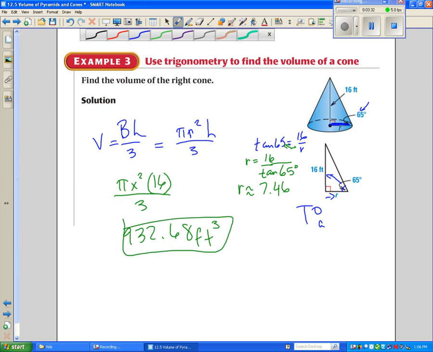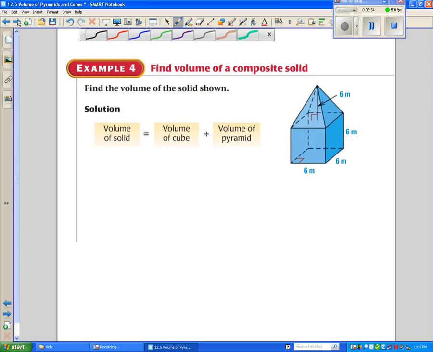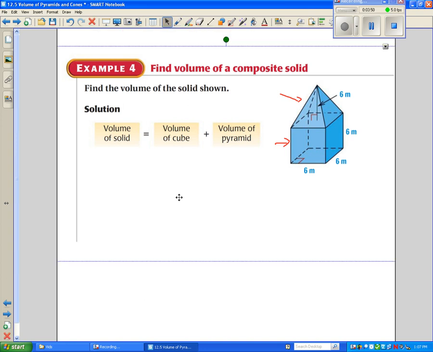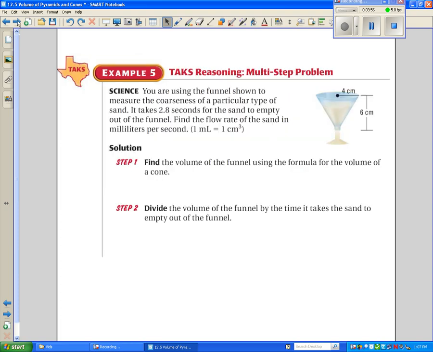That's it for that one. Example number 4, it's called a composite figure. Notice it's just a pyramid plus a cube. So you just add them up. I'm not going to work this one out, but you're welcome to, and then check it out with the textbook. In fact, I'll go ahead and show you the textbook. Whoops. Just kidding. You'll have to look it up by yourself.